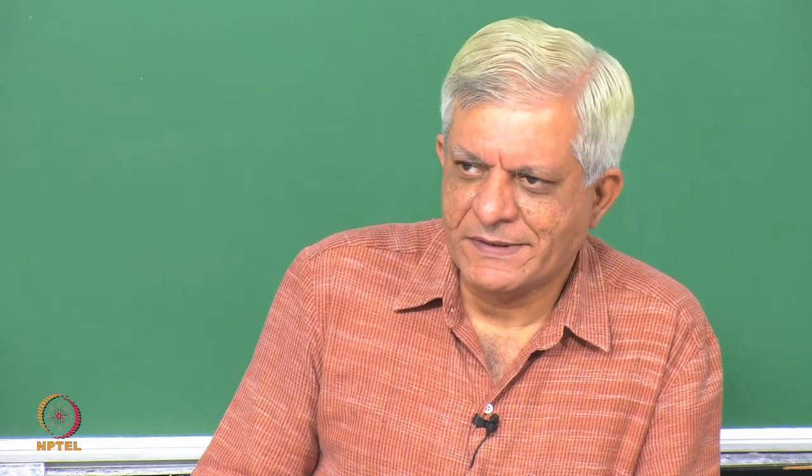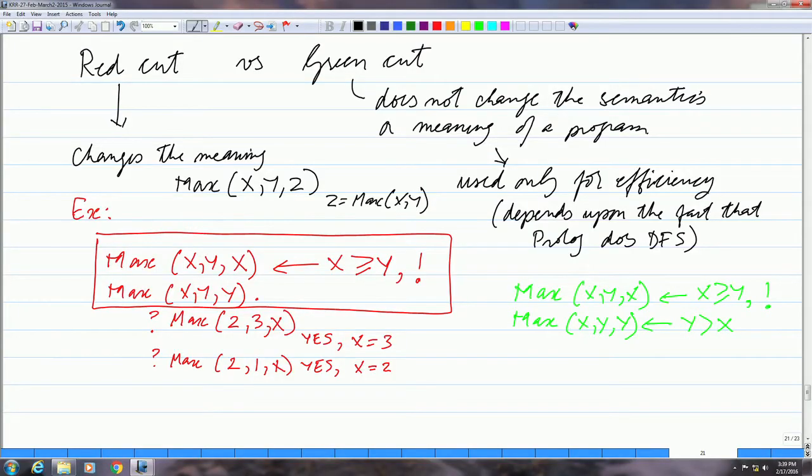But I am still saying that it is a red cut, because it can still change the meaning of a program, and I will give you an example in a moment of a query where you can see that this is happening. Okay, so we have looked at these two algorithms, one in the green, which I said was a green cut, and this one in the red, which I said was a red cut.